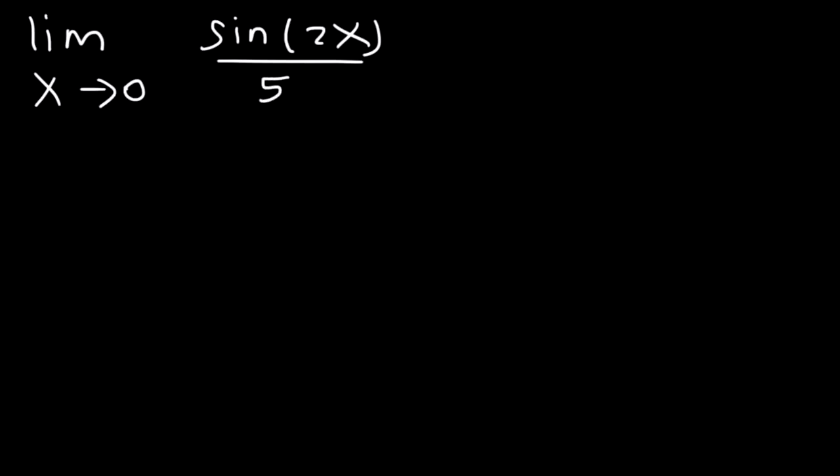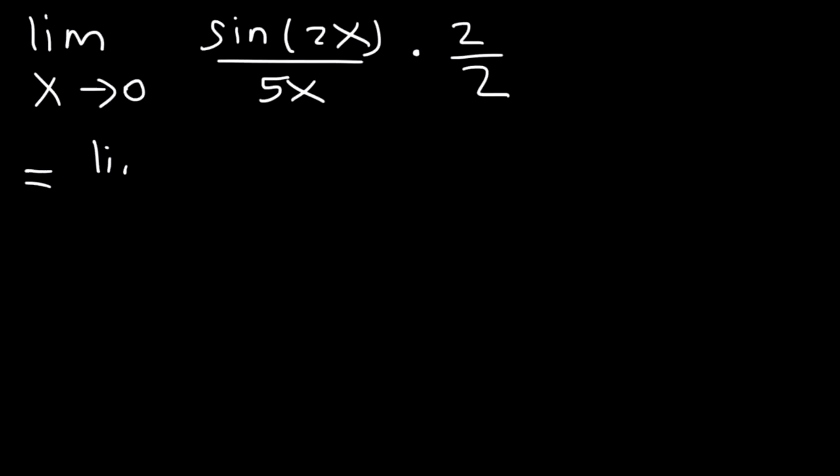Let's try this problem. What is the limit as x approaches 0 of sine 2x divided by 5x? What do you think the answer to this problem is going to be? It turns out that it's just 2 divided by 5. You can literally see it. But now let's show our work. So what we need to do is multiply the top and the bottom by 2 over 2. What I'm going to do is switch the 2 and the 5.